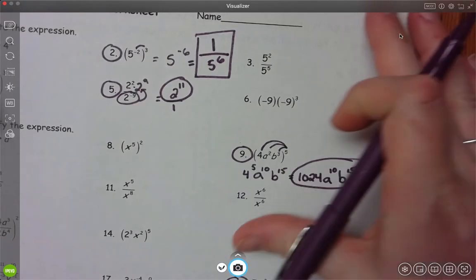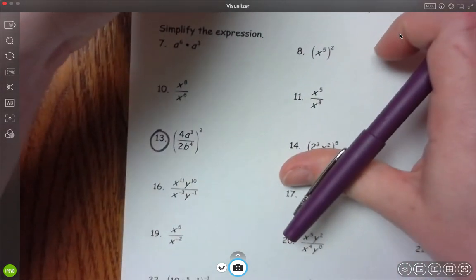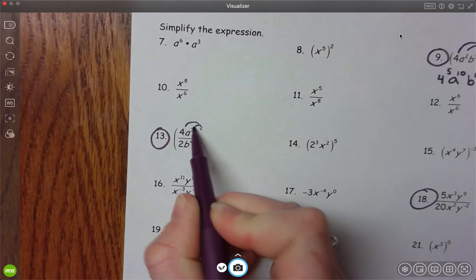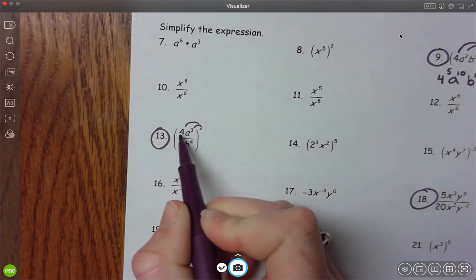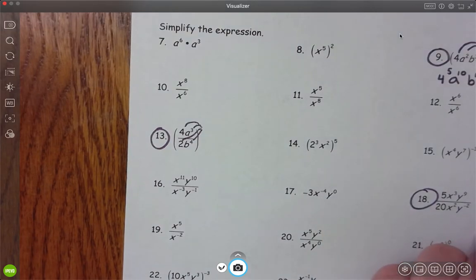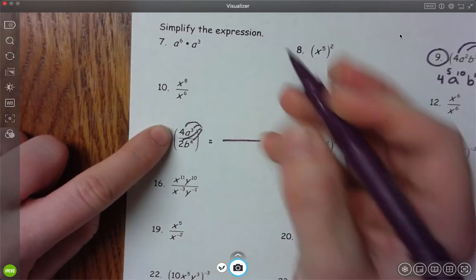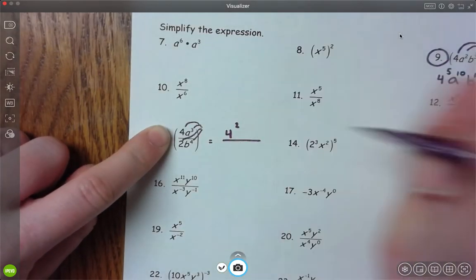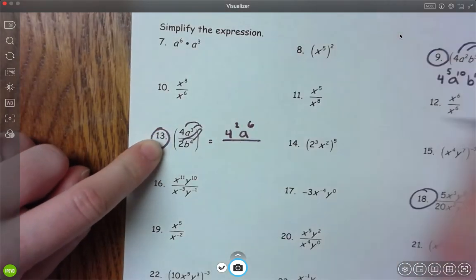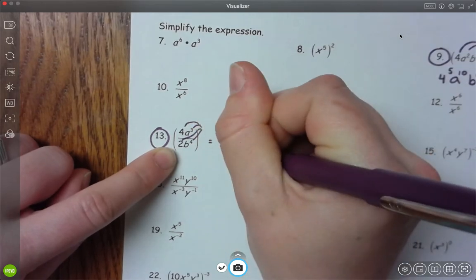All right, let's go down to number 13. This is what number 13 looks like. So again, I'm going to distribute that 2. And don't forget to distribute it to the 4 and the A and the 2 and the B. So I have to distribute it 4 times, okay? So the top part, don't get ahead of yourself. Don't try to simplify too many things at once. That will become 4 squared, A to the 6th power, okay? 2 squared on the bottom, b to the 8th power.